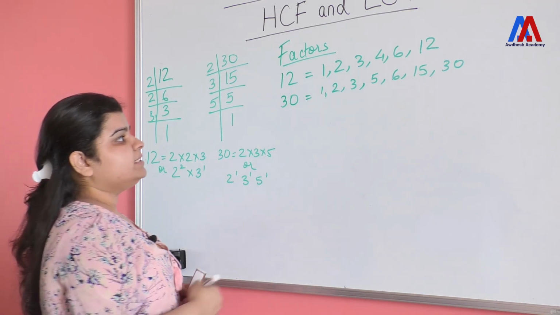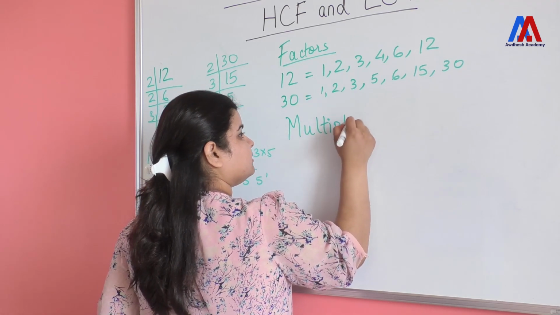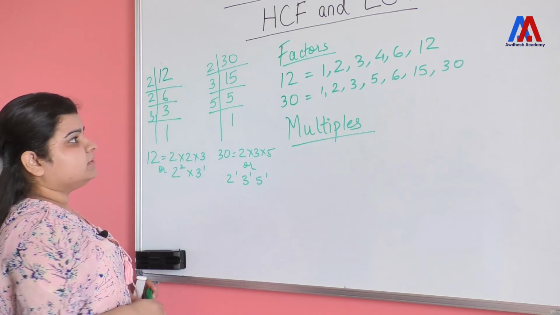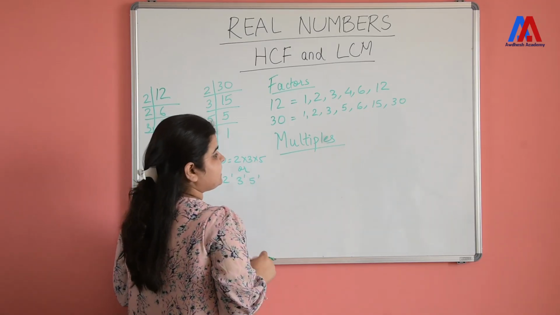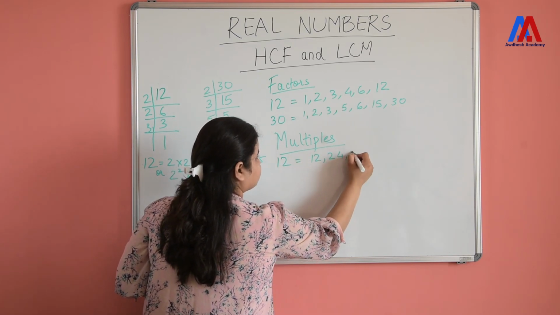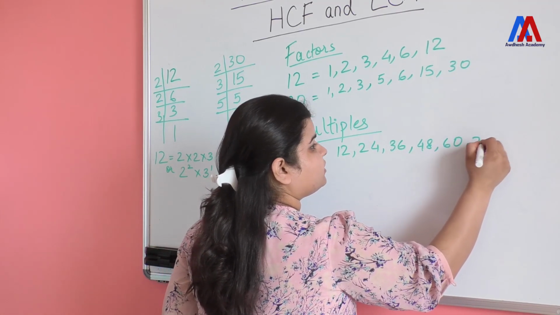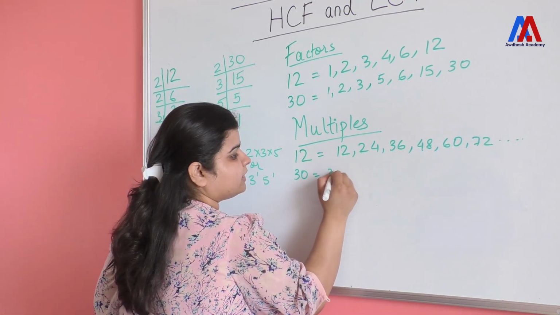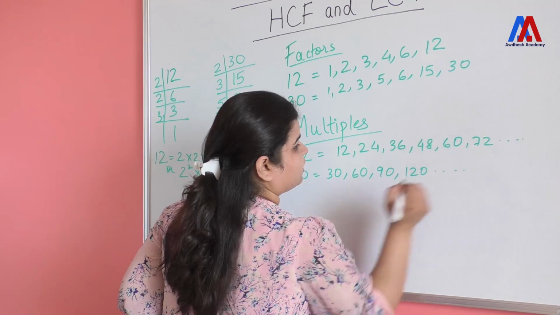Now the next concept is multiples. Multiples of a number are all those numbers which the number divides. Taking 12 as an example, the multiples of 12 are 12, 24, 36, 48, 60, 72 and so on. The multiples of 30 would be 30, 60, 90, 120 and so on.